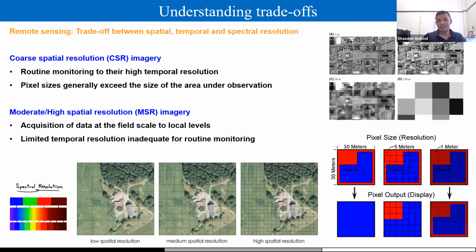So that's the trade-offs between spatial, temporal, and spectral resolution in a nutshell. I've run through them quite quickly, but they're very important concepts. So if anyone would like me to go back and explain it a bit better, please let me know before I move on.